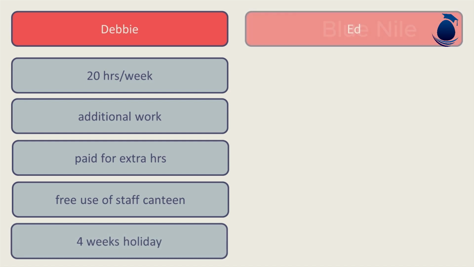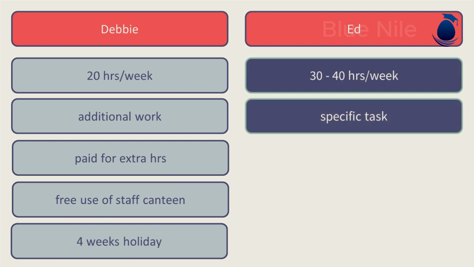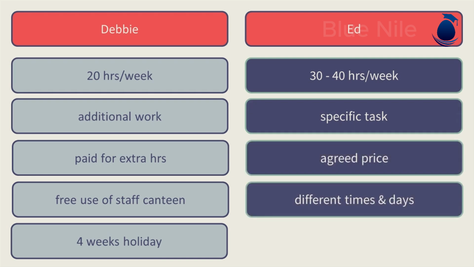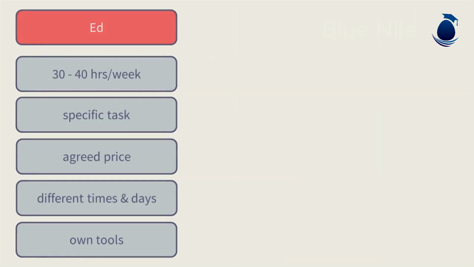During the month of June, Ed worked for the same company and worked between 30 and 40 hours a week. However, Ed was set a specific task to be completed by him personally before the end of June for an agreed price. He worked different times each day and different days each week depending on what work he was doing elsewhere. Ed provided his own tools and equipment for the project. The terms of Debbie's work look like a typical employment situation despite her working variable hours each week. But looking at Ed, his position's not quite so clear.